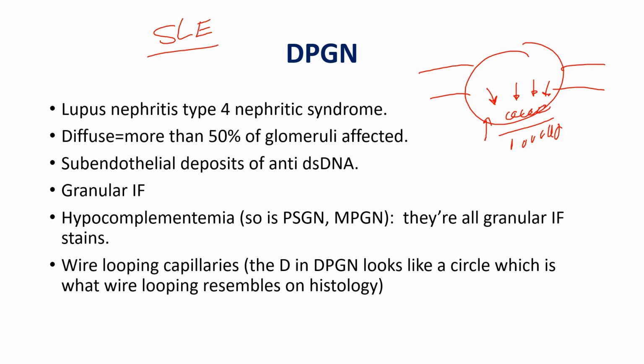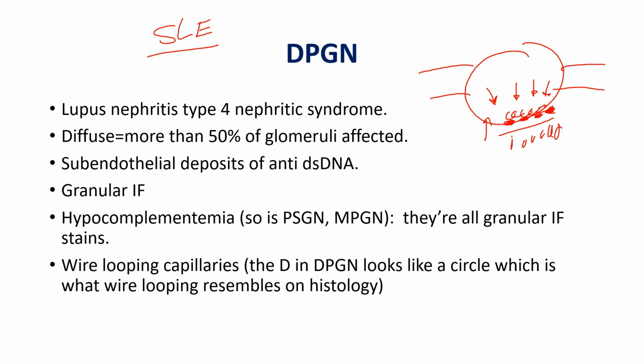So that helps me remember that this has to be the disease associated with the subendothelial deposits versus the subepithelial humps that are basically underneath the epithelial cells. The reason is because it's closer up to the blood.